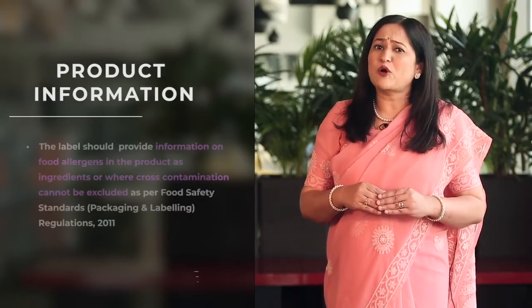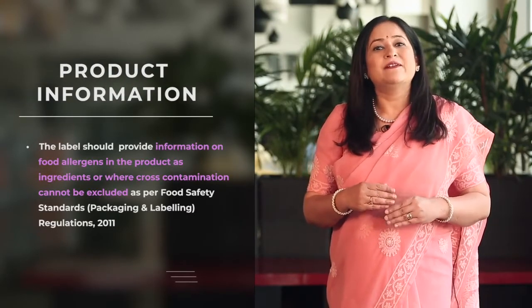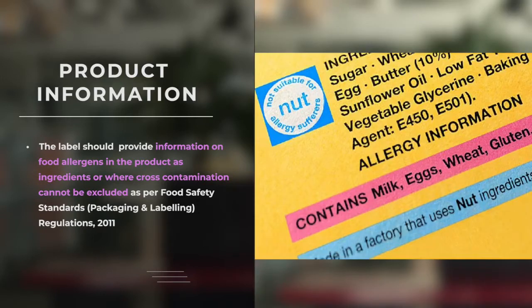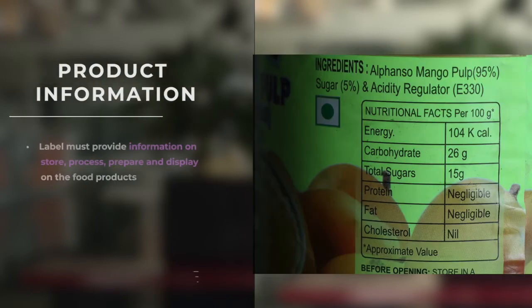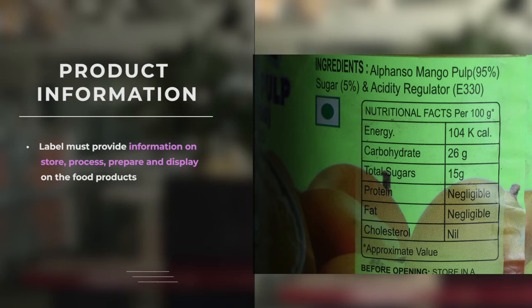The label should also include information that identifies food allergens in the product as ingredients or where cross-contamination cannot be excluded as per Food Safety Standards, Packaging and Labeling Regulations of 2011. The label must provide information to enable the food handler to store, process, prepare and display the food products safely.